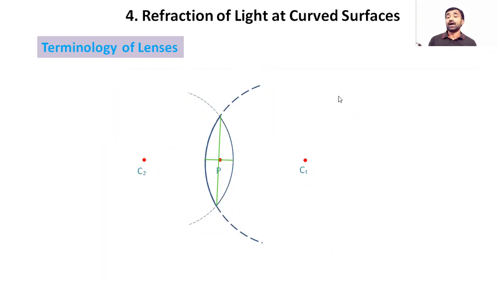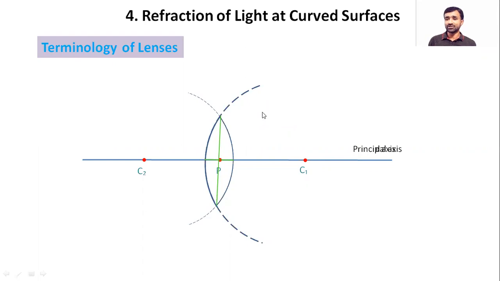Then I am joining the centers of the lens. How many centers are there? Two centers. The two centers are joined by a line. That line which is joining the two centers of the lens is called the principal axis, or also called the optical axis. Any name we can use, so don't get confused.